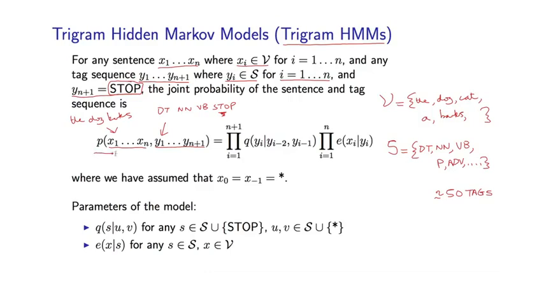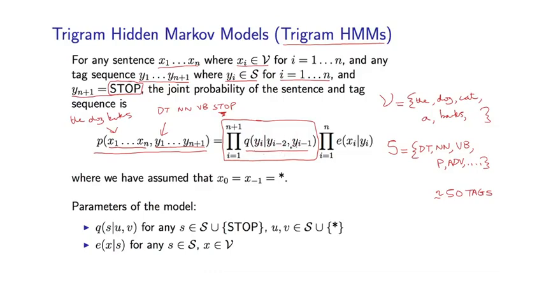So how do we define this joint probability? I have a product of two terms here. Here I have a product from i equals 1 to n plus 1 of q(yi given yi minus 2, yi minus 1). Notice that this is very, very similar to what we saw in trigram language models. In fact, this, as we'll see very soon, is basically nothing more than a trigram model applied to tag sequences.